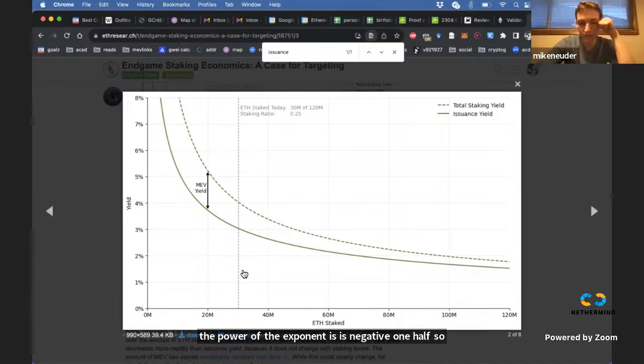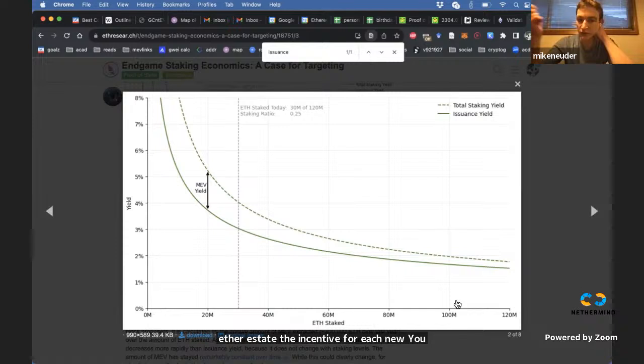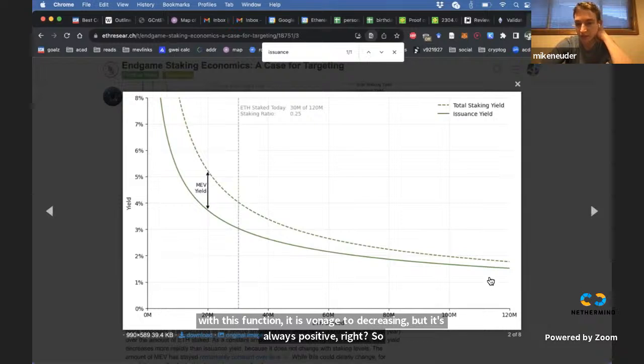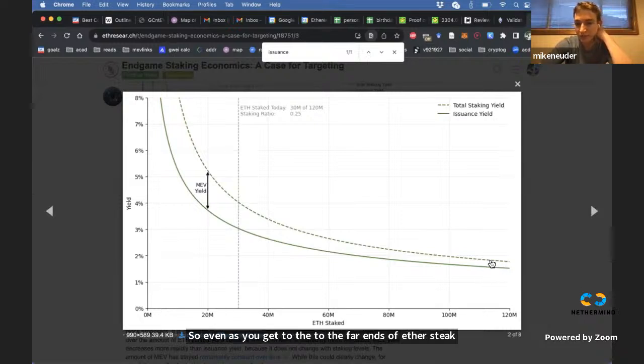Basically the idea here is that as more Ether is staked, the incentive for each new validator is still positive, but it's decreasing. But the problem with this function is that it is monotone decreasing, but it's always positive, right? So even as you get to the far ends of Ether staked, like 100 million, 110 million, 120 million, there's still positive ETH denominated real yield from staking in the consensus layer.